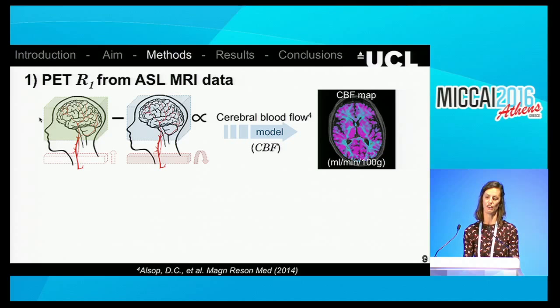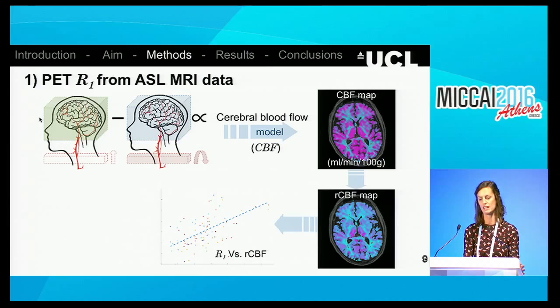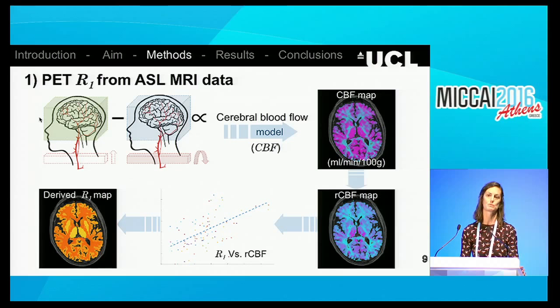Next, because we need a relative value, we divide our cerebral blood flow map by the average value within our reference region. Then to find the relationship between our PET parameter R1 and the relative CBF from the ASL, we took a subset of 5 subjects which had the full acquisition time. We calculated the R1 and the CBF for these subjects, and we plotted them against one another and took a linear regression to get the relationship between the two. And this means that for any candidate relative CBF map, we can derive an R1 map. And this was all done on a regional basis. So that's the first modification dealt with.